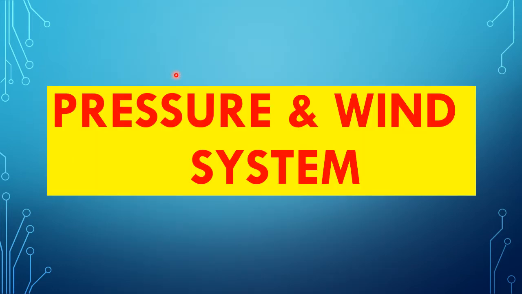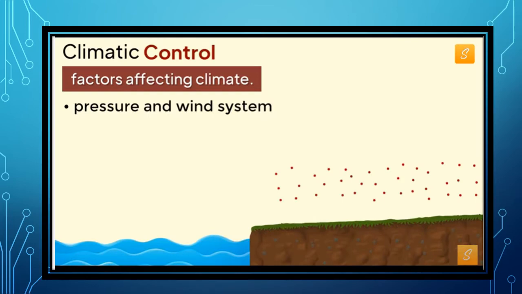Another very important factor that affects climate is pressure and wind system. Children, let me try and explain this to you in a very simple manner. Imagine there is a piece of land. You can see a piece of land, and there is an ocean nearby. You can see this blue is the ocean. And all of you know that there is air over the land, and obviously there is air over the ocean also.